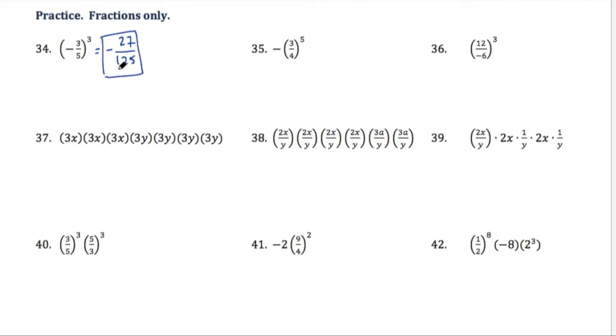All right, for number 35, I've got 3/4 to the fifth, and then multiplied by negative 1. So it's going to be a negative answer. 3 to the fifth is 243, and 4 to the fifth is 1,024. So that's our answer there, negative 243/1,024. For number 36, notice that 12 over negative 6 could easily be reduced to negative 2. Now, it's in parentheses, so make sure you put it to the third power. So that's negative 2 times negative 2 times negative 2, which is negative 8.